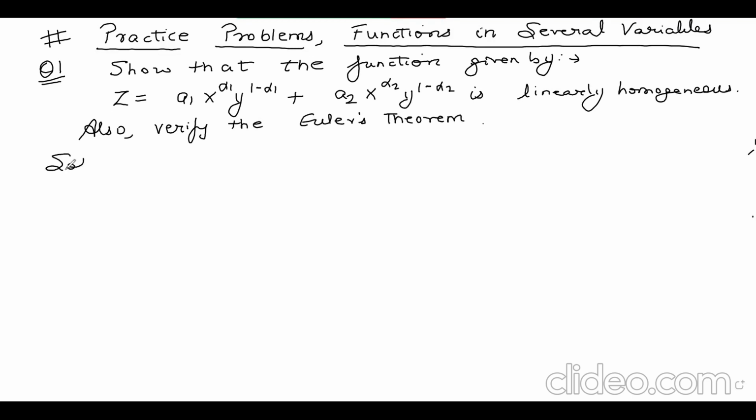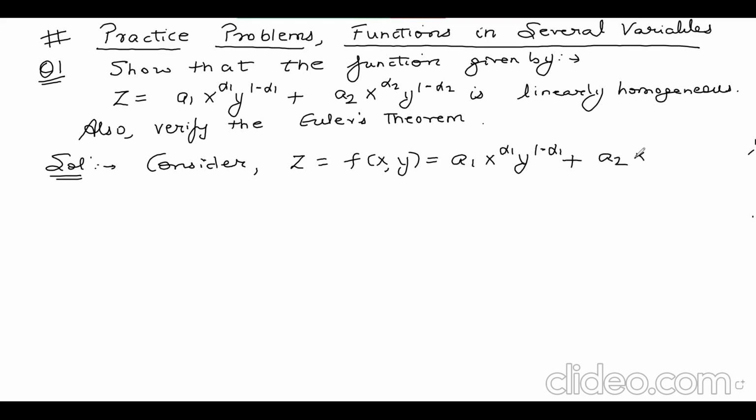Okay, so first of all, let us show that this function is linearly homogeneous. When I say linearly homogeneous, it means it's homogeneous of degree 1. So how do we show homogeneity? We all know from the past few lectures as well how to show homogeneity. Consider z, which is a function of x and y, which is given to us in the question as a1 x to the power alpha 1 y to the power 1 minus alpha 1 plus a2 x to the power alpha 2 y to the power 1 minus alpha 2.